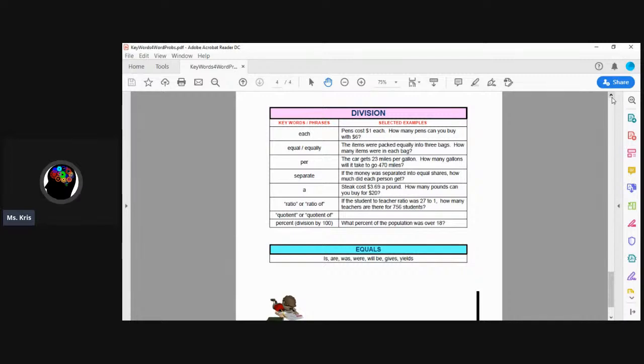So, if one pen is $1, then how many pens can you get with $6? You're taking that 6 and dividing it into groups of 1. So how many groups of 1, or how many pens can I get if I take my $6 and buy all the pens? Well, 6 divided by 1 is 6. So the number of pens equals the number of dollars that you gave. So how many pens did you get? You got 6 pens.